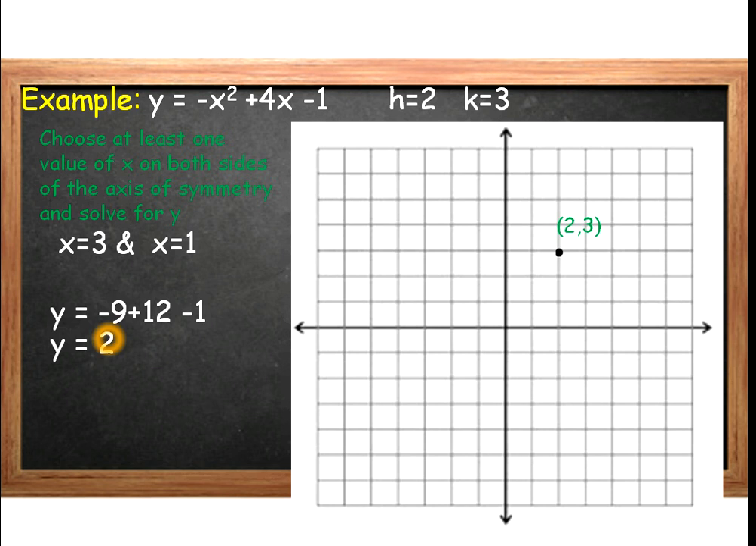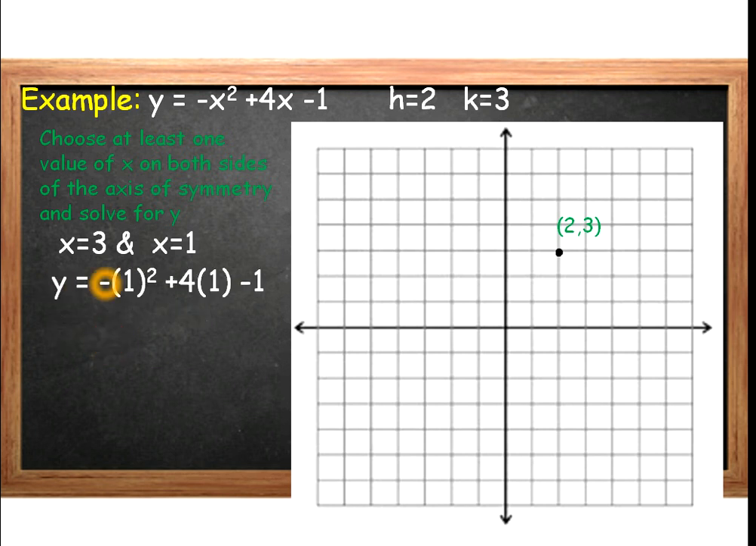Solving for the value of y if x is equal to 1, we have y is equal to negative 1 squared plus 4 times 1 minus 1. Simplifying, we have negative 1 squared. 1 squared is 1. Multiply it to negative 1, it will be negative 1. 4 times 1 is still 4, and minus 1. Y is equal to 2.